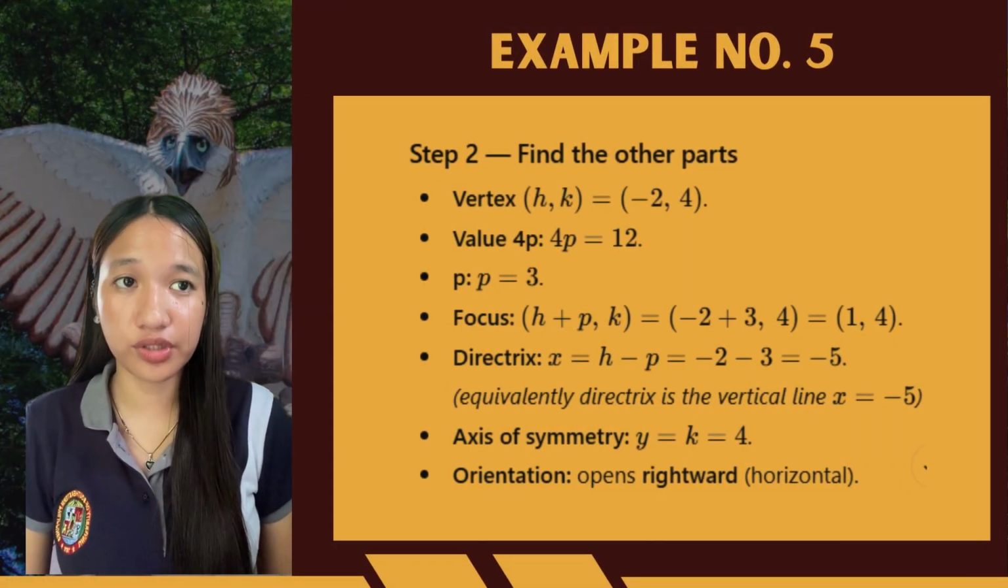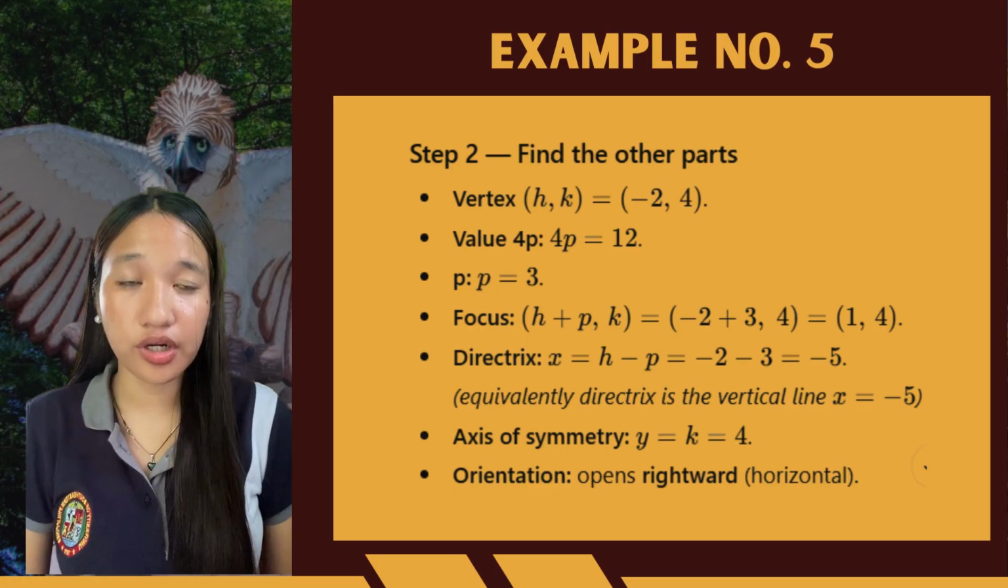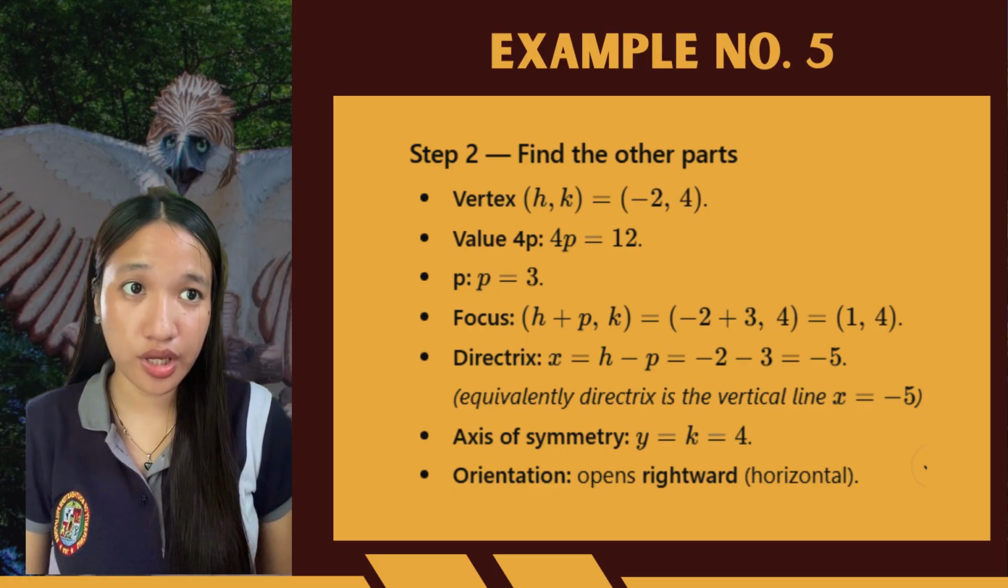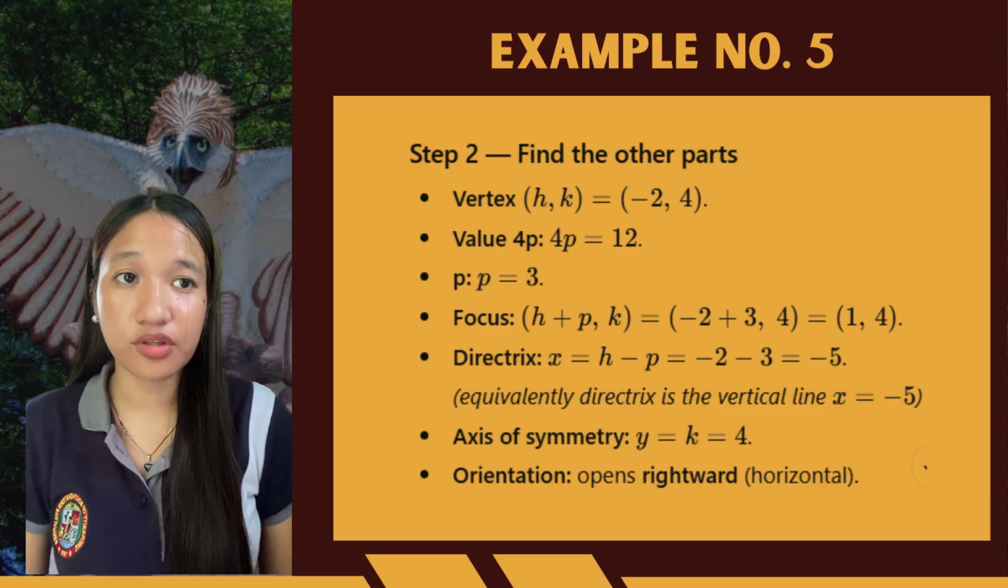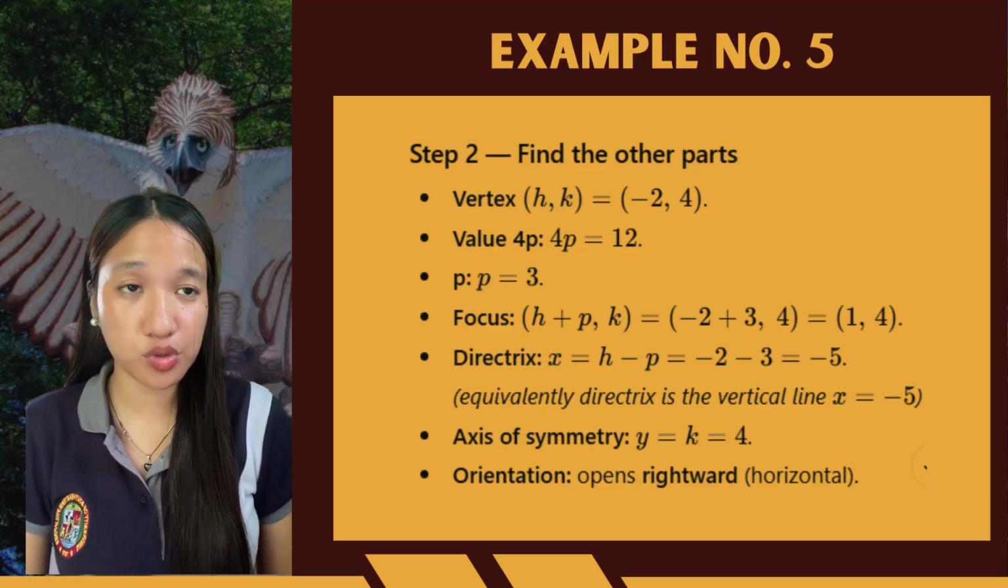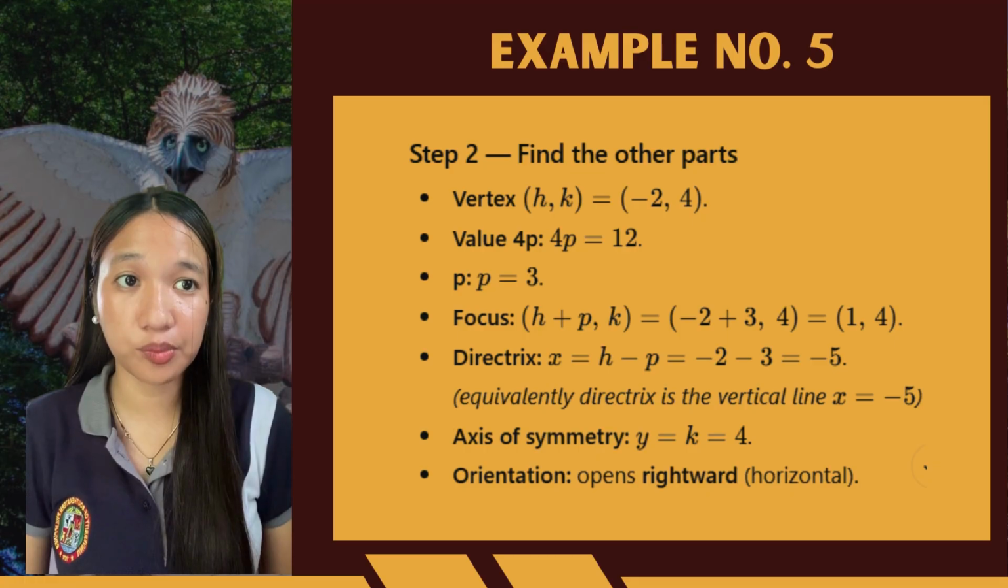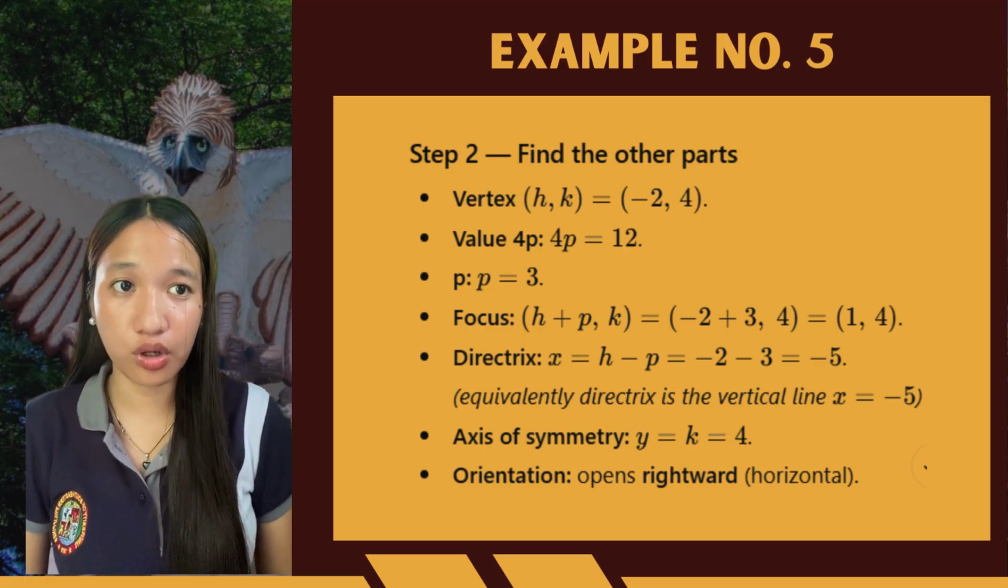So we have the vertex, (h, k). Our h there is -2 and our k there is 4. The value of 4p is equal to 12, so 12 divided by 4 is equal to 3. So our p is equal to 3. And our focus, (h + p, k): our h is -2 plus our p, which is 3, and our k is 4. So we have (1, 4).